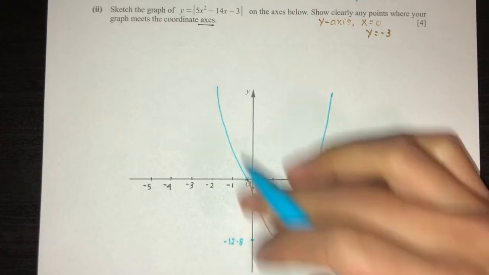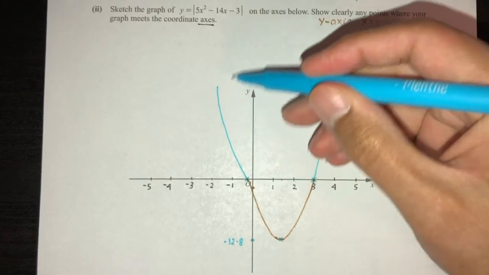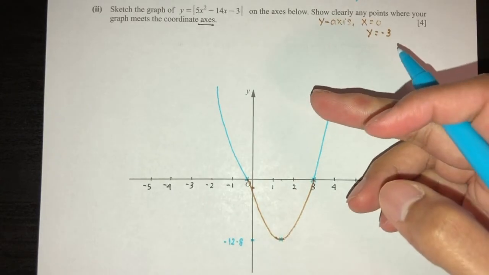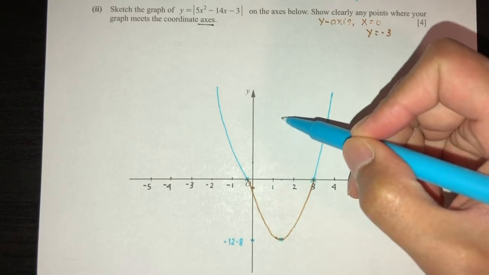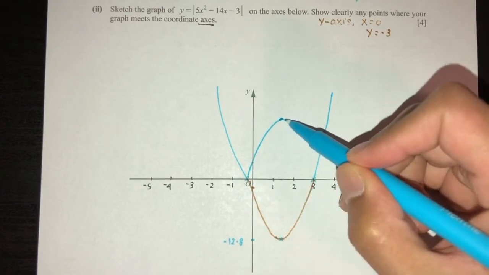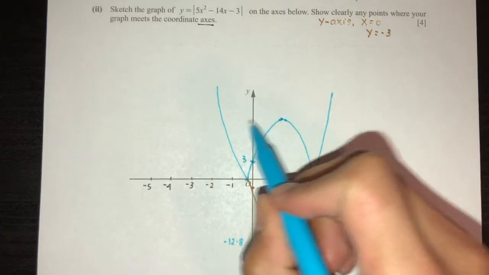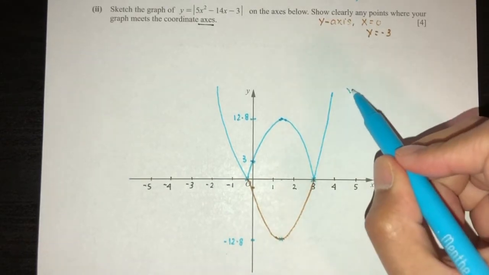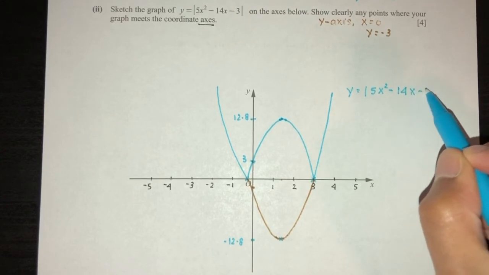It needs to be more symmetric. I think this is not great, but you will be using a pencil, so you have to draw this more symmetric. Now what happens is everything below this line will be reflected upwards. This will become about here, about this value, for example. So your graph will look something like this. You have to show this is the point 3, and this is your max point as well, which is 12.8, and you have to label your graph as y equals modulus of 5x squared minus 14x minus 3.